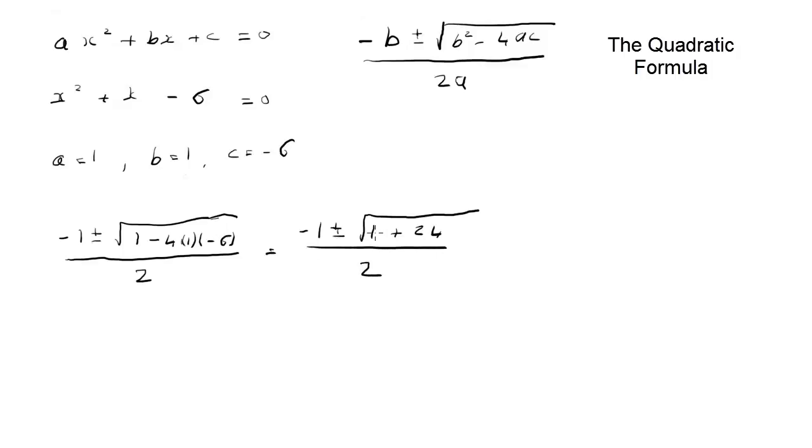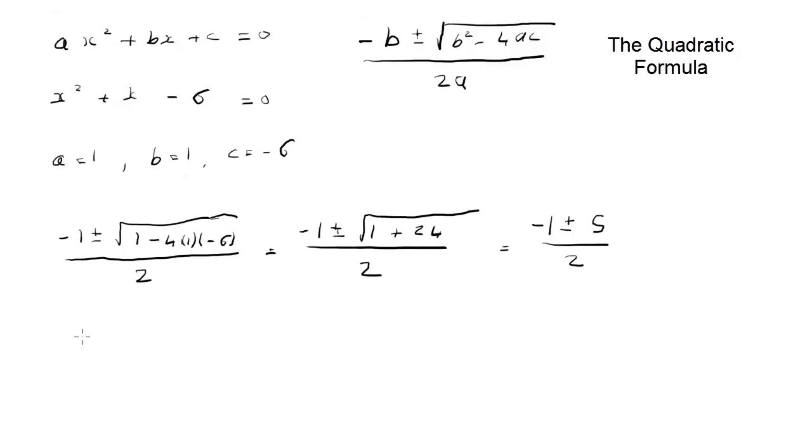Now, what is the square root of 1 plus 24? Well, 1 plus 24 is 25, and so the square root of 25 is 5, as 5 multiplied by itself is 25. So we're left with minus 1 plus or minus 5 over 2. So now we just work it out twice, once with the plus and once with the minus.